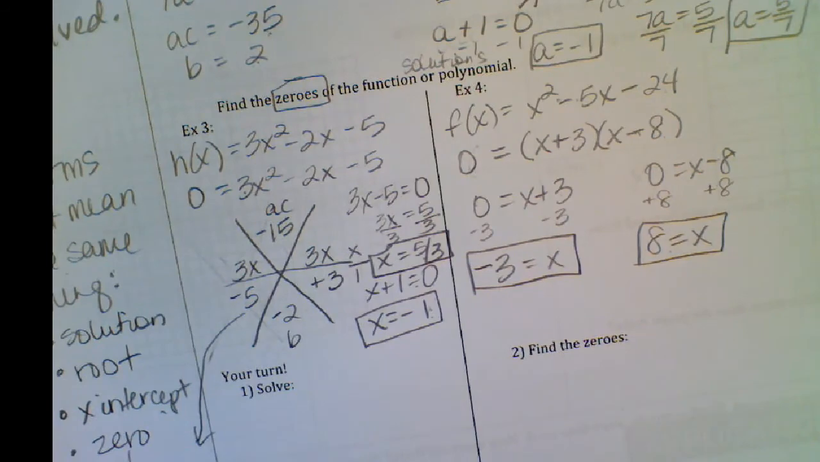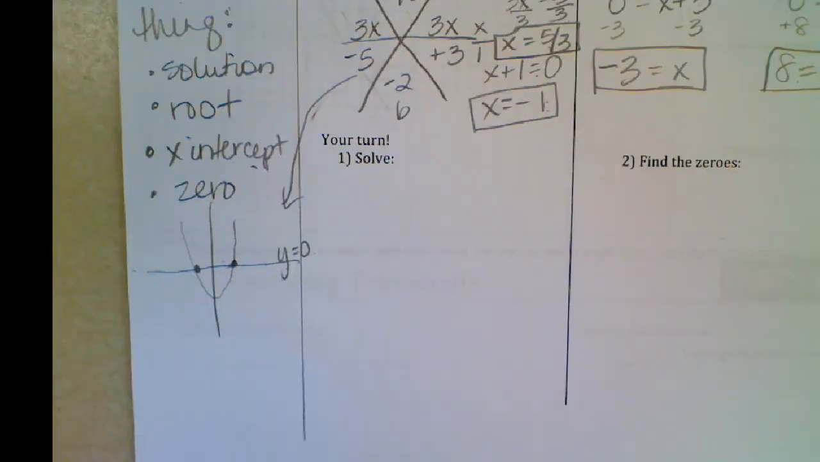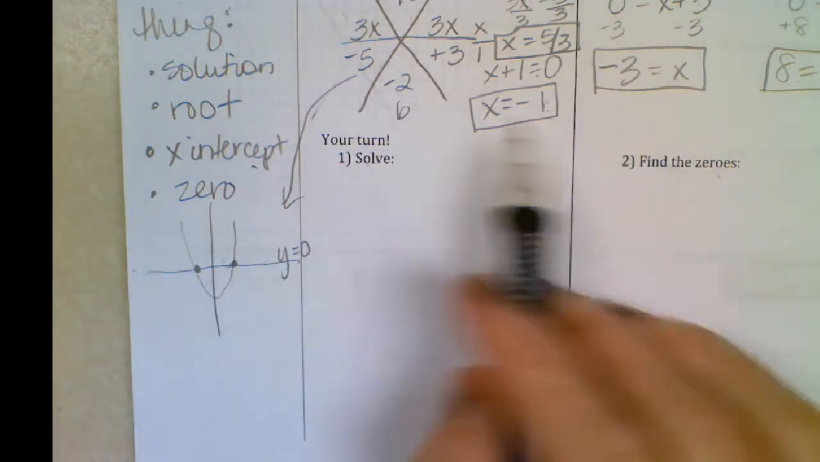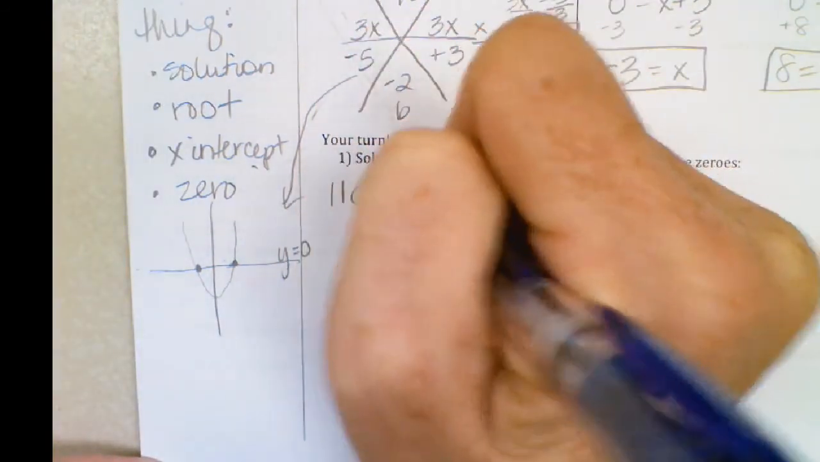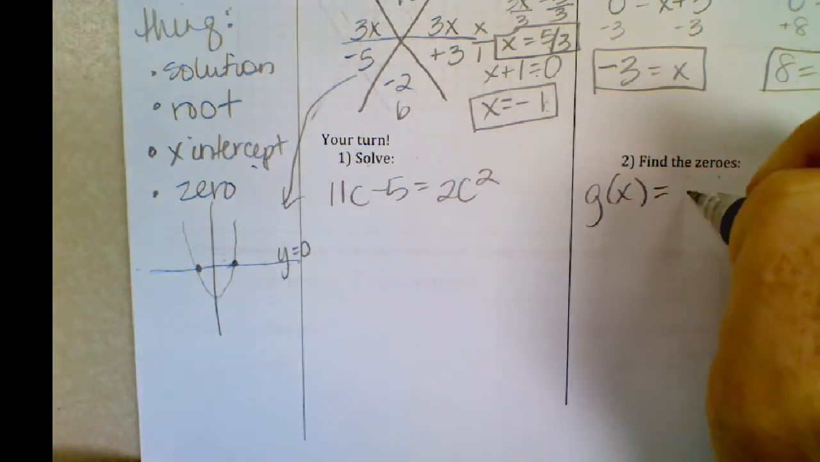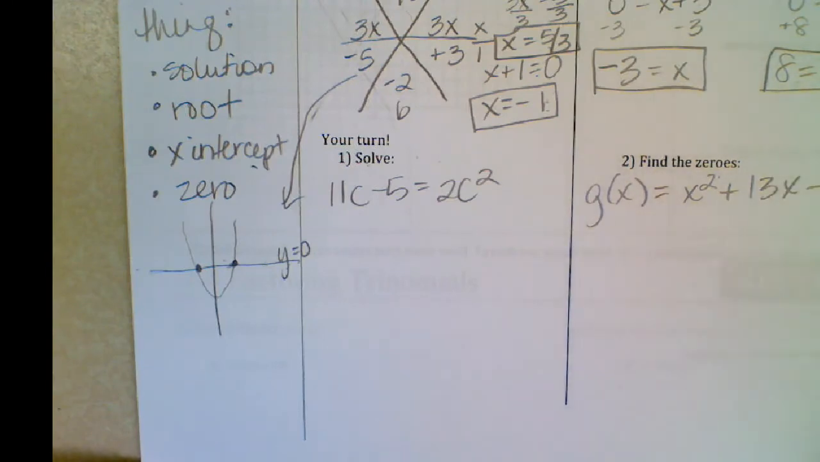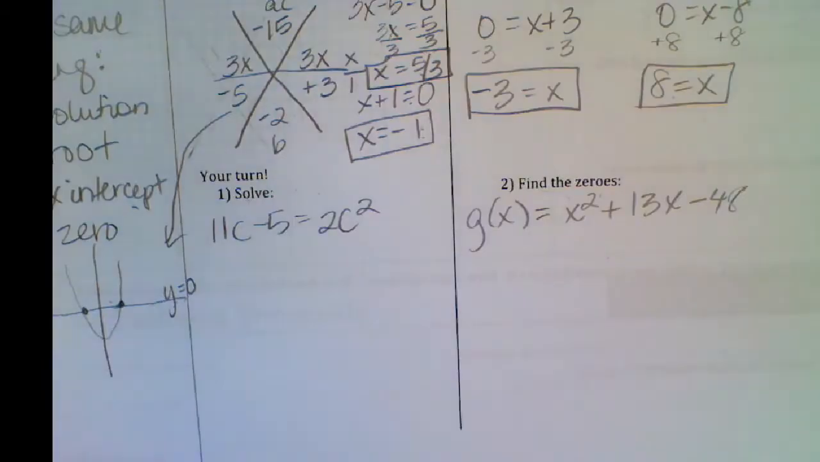Okay, so I'm going to give you a couple more at the bottom that I'd like you to work on independently. I'm going to actually solve both using the Australian method, just to give myself some practice. Whether it tells you to solve or to find the zeros, those mean the same thing. So let's do 11c minus 5 equals 2c squared, and g of x equals x squared plus 13x minus 48. Go ahead and try those on your own, then hit pause and come back and we will do those using the Australian method.